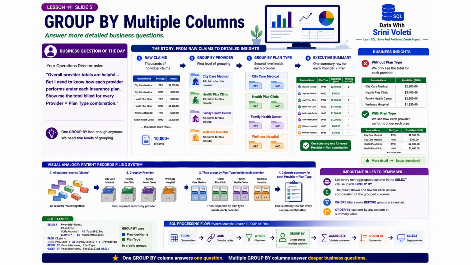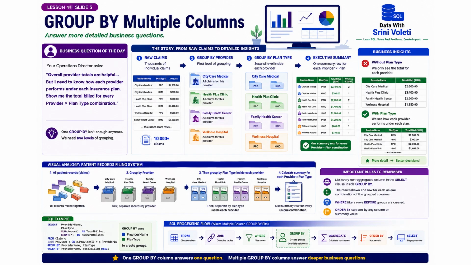Now let's take a look at the patient records analogy. Imagine a hospital records room filled with thousands of patient files. First, the files are organized by healthcare provider. Then within each provider, they are organized again by insurance plan. Only after everything is organized does someone calculate totals and prepare the final report. That is exactly what SQL is doing with group by. It organizes first, then summarizes.